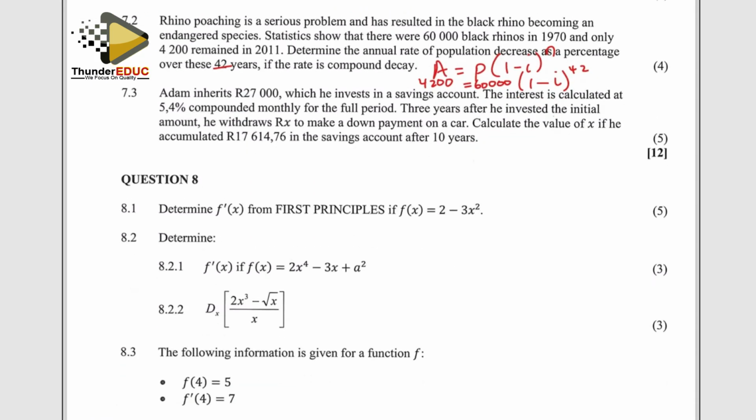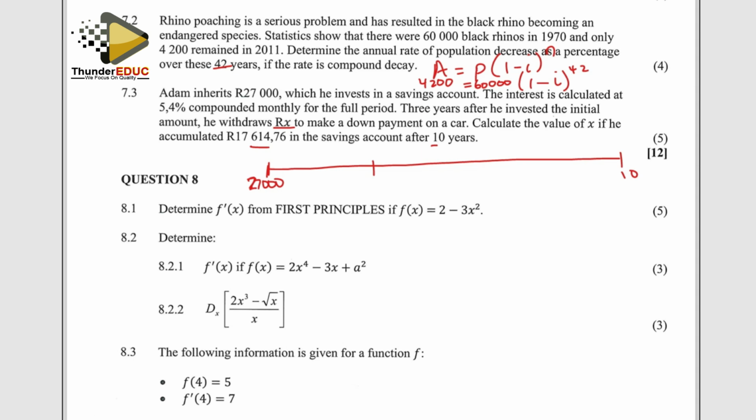Then 7.3, talking about Adam, who inherits 27,000, which he invests into a savings account. The interest is calculated at 5.4% compounded monthly for the full period. 3 years after he invested the initial amount, this guy withdraws some money to make a down payment on a car. Determine the value of X if the accumulated value after 10 years is that. So this is more like a timeline. Initially you have 27,000, which is going to grow for 10 years.